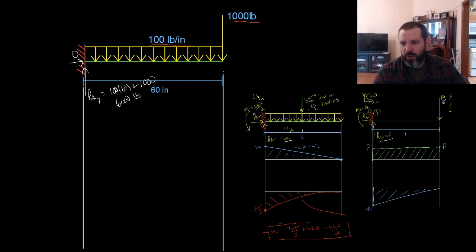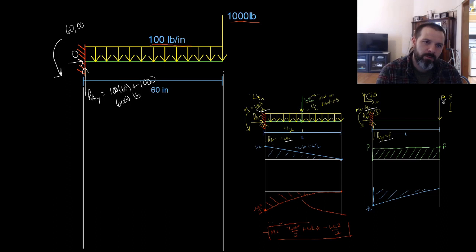The moment from the point load is PL. The moment from the uniform load is WL squared over 2. I can do PL, which will be 1,000 times 60, so 60,000. That's going to be plus 100 times L squared, which is 60 squared, divided by 2. I'm not going to be able to do that in my head, so I'm going to grab my calculator.